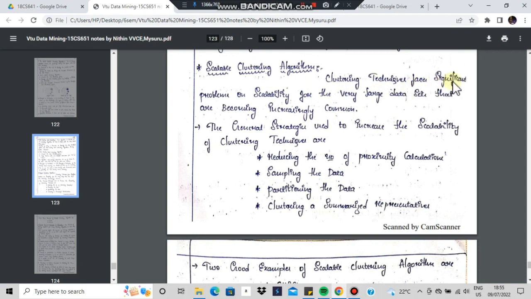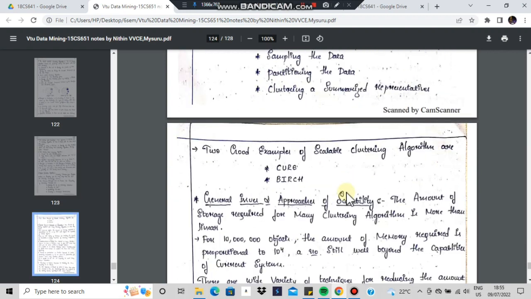Clustering techniques face significant problems of scalability for the very large data sets that are becoming increasingly common. The general strategies to increase scalability are reducing the number of proximity calculations, which means a larger area will be captured because we are not considering closeness, sampling the data, partitioning the data, and clustering a summarized representation. Two examples of scalable clustering algorithms are CURE and BIRCH. We'll be discussing these later.